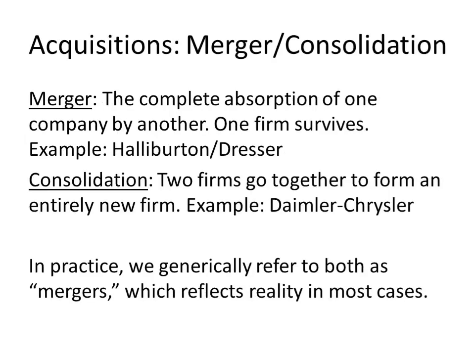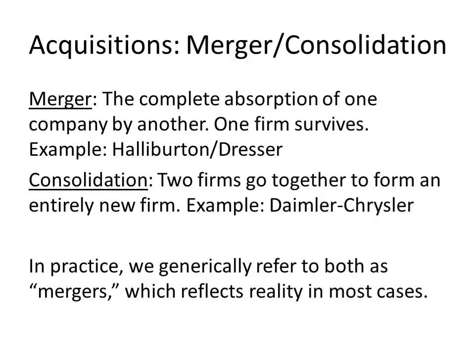The first type of acquisition we'll talk about is the merger consolidation. And merger consolidations really fall under two categories. The first is the true merger. That's the complete absorption of one company by another. One firm survives. I'll give you an example here from my own career experience. When I worked for Halliburton, we acquired a company called Dresser. And afterward, there was one corporate headquarters, and the name on the building was Halliburton. And so Dresser had been completely absorbed by Halliburton, and only Halliburton survived in the end.